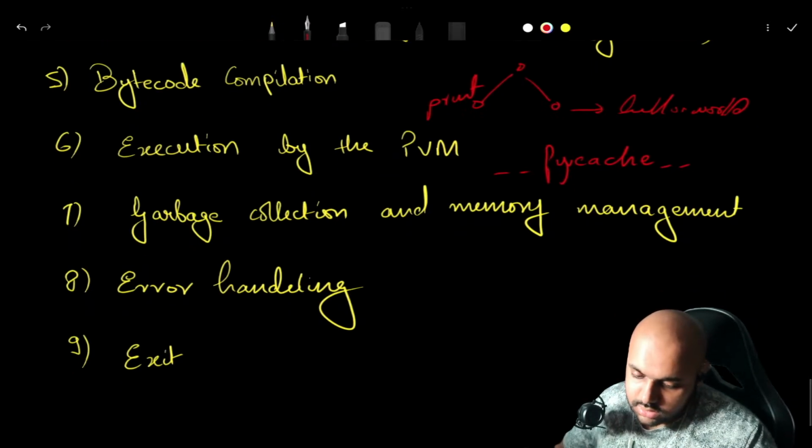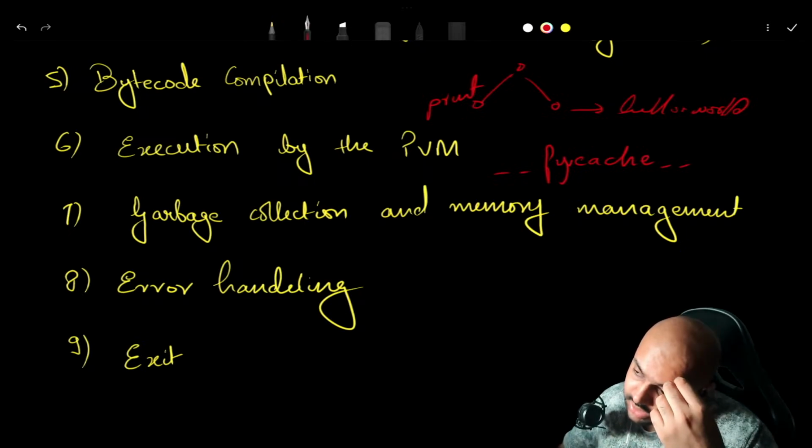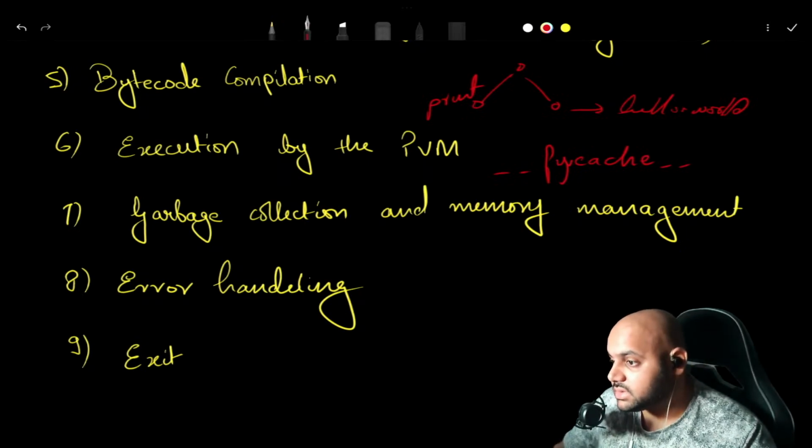So in garbage collection and memory management, Python has a garbage collector that manages its memory. Memory is RAM basically, and it deallocates memory that is no longer in use. So let's say you consume some 20 kilobytes of memory for some process, and after that process is run, you cannot just keep that 20 kilobytes of memory to yourself. You need to give it back to the operating system, right? So this is what the garbage collector does.